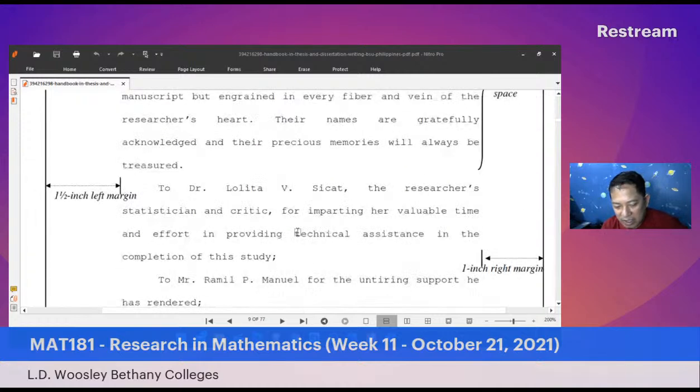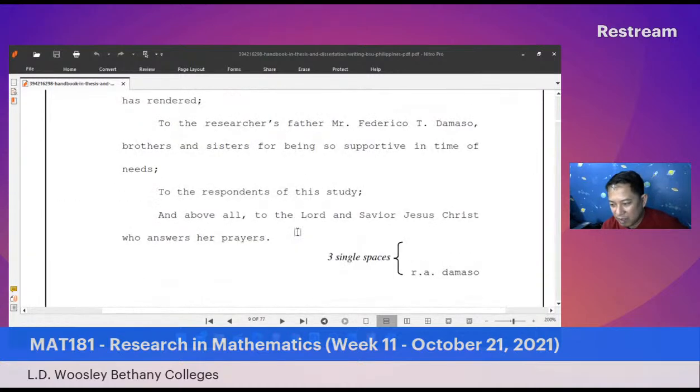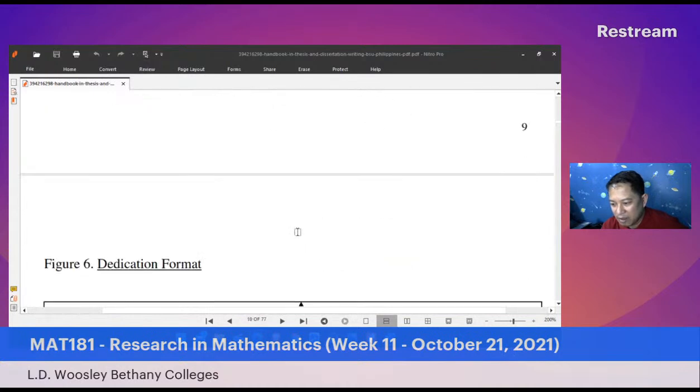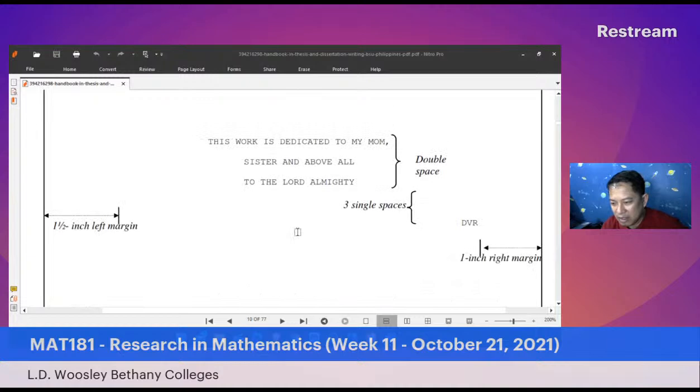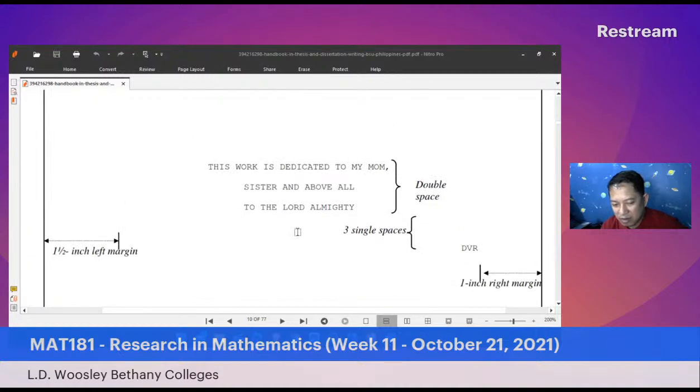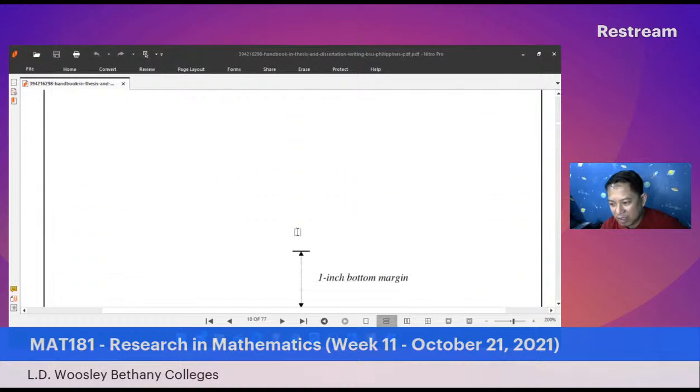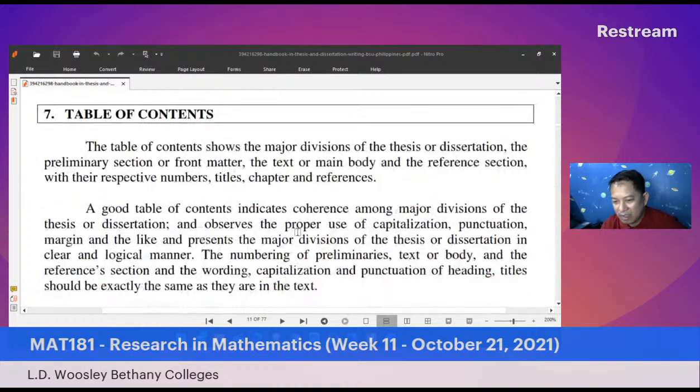So nevertheless, the details I'll be uploading in our classroom. No worries about this. Then we have the dedication format as well. So this is a brief dedication, no? Dedicated to your mom, sister, and above all, the Lord Almighty. That's the dedication. Then the table of contents is a necessity.